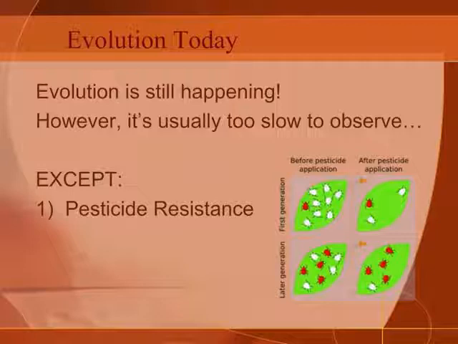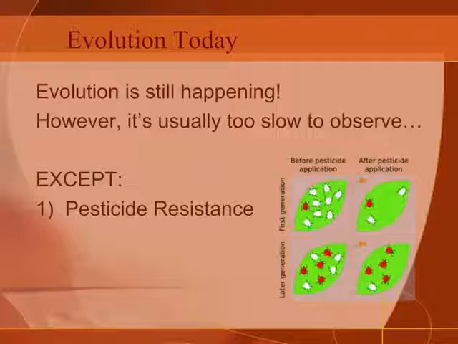The first example is with pesticide resistance in insects. Please listen carefully. Look at the first picture. We have some pests. Farmers don't want pests on their crops. The crops are being grown for people, not for pests. So the farmer sprays a pesticide.